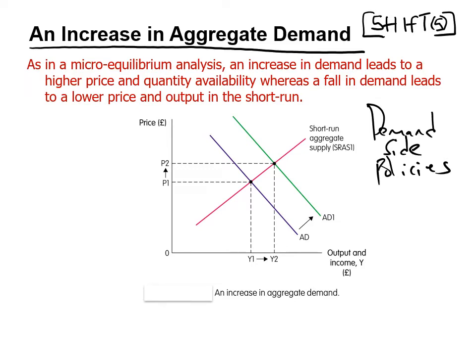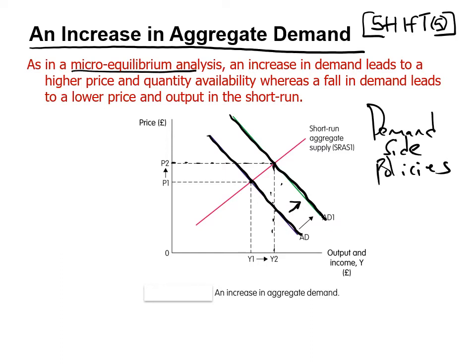So aggregate demand will shift from AD to AD1. And when that occurs, what happens? See, we're at a higher price level and there is more output, just like in micro equilibrium analysis.